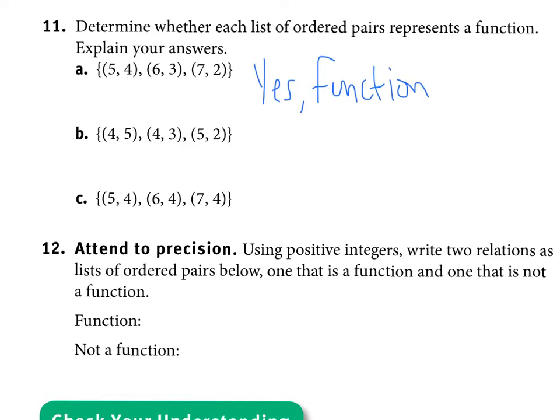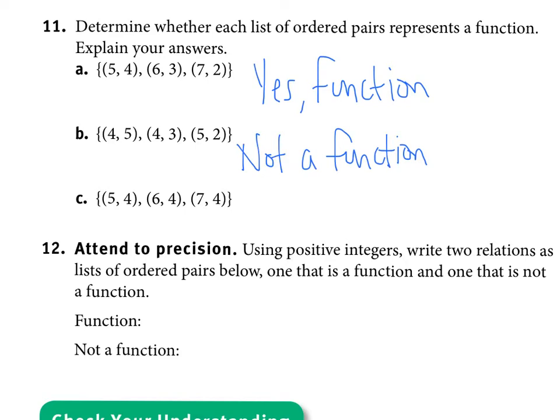Now, if we look at B, you'll notice how if I input 4, I get 5. But if I look at the second set, 4 is also giving me 3. So here's a case where 4 is giving me 5 and 3. It's giving me two separate outputs. So in this case, not a function. Okay, and it says to explain your answers, I don't have room to fit it here, but because the input 4 is giving you two different outputs, 5 and 3. Go ahead and try the last one on your own.